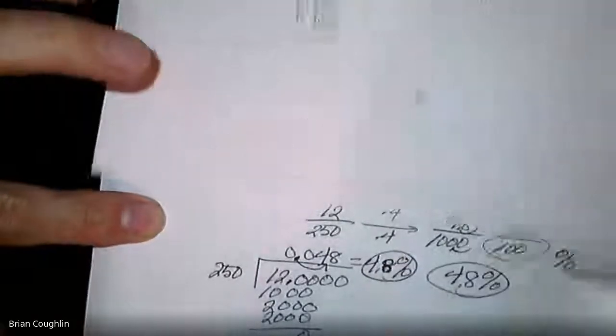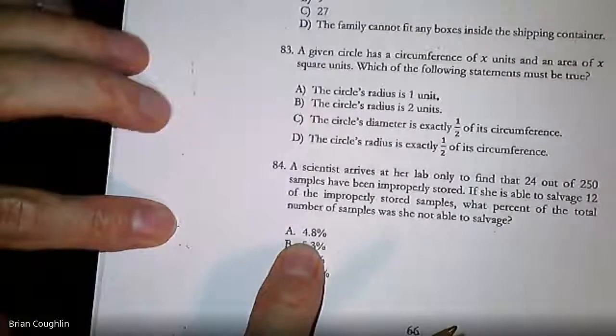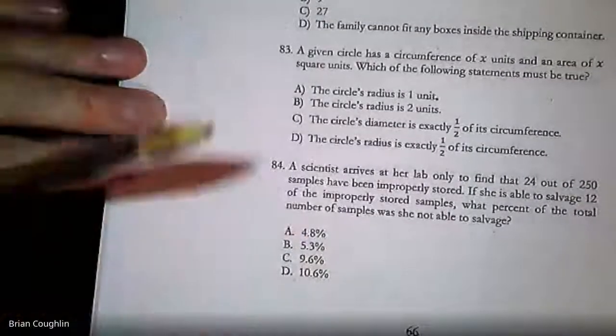Now let's take a look at all the choices. Ta-da, 4.8% is choice A. Make sense? All right, so hopefully that'll hold you.